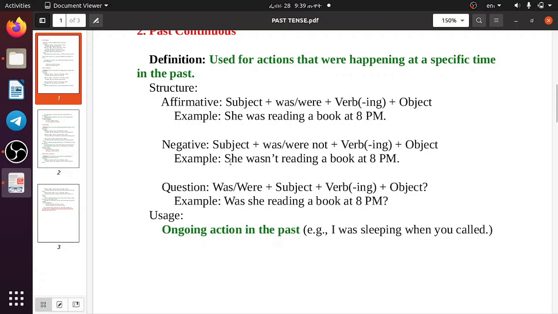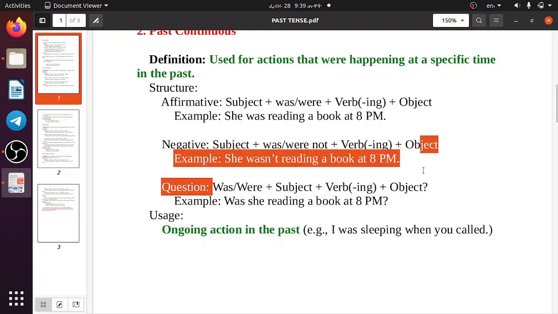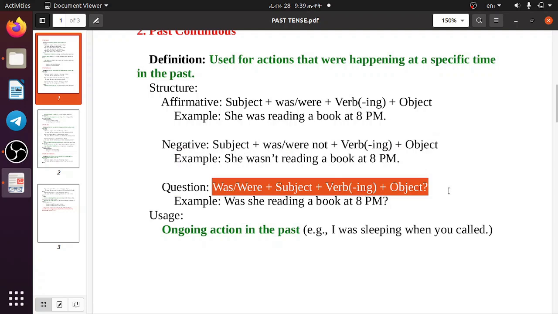In question form, was or were plus subject plus verb ing plus object. For example, was she reading a book at 8 p.m.? This is the past form of question.